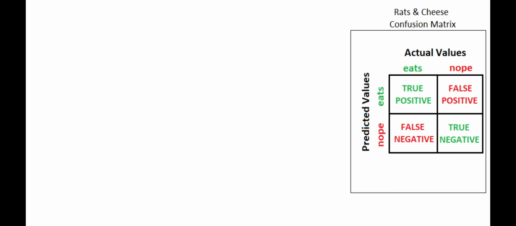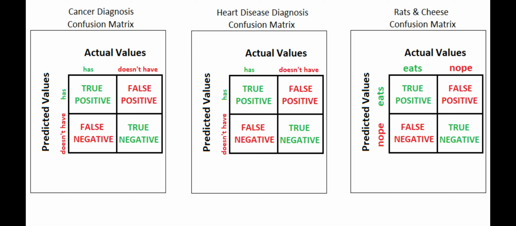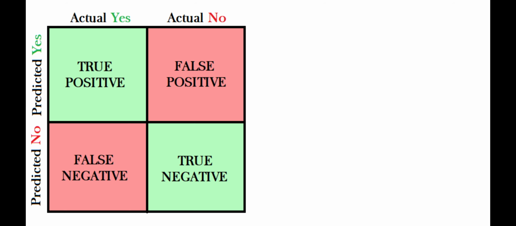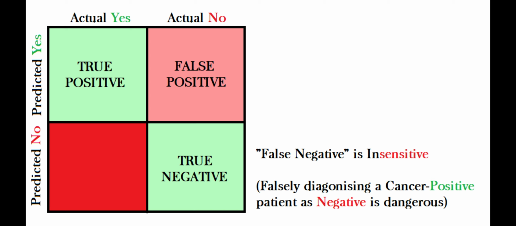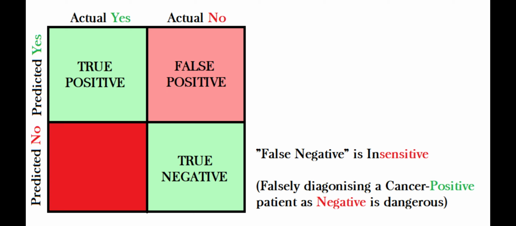Well, this is for rats and their IQs, and it's all about cheese. But what if these predictions were done on patients with heart disease or even worse, cancer diagnosis? Some of these predictions can be dangerous. For instance, it would be insensitive to send back a cancer positive patient with a false negative report.